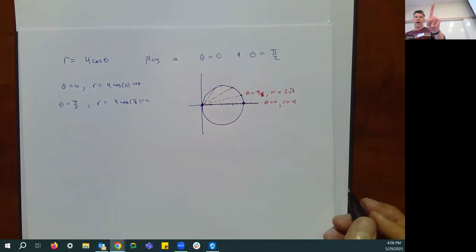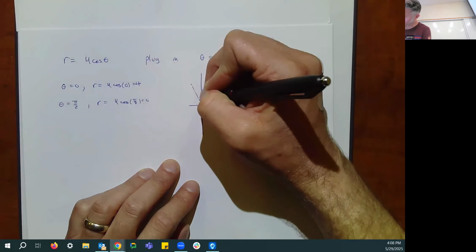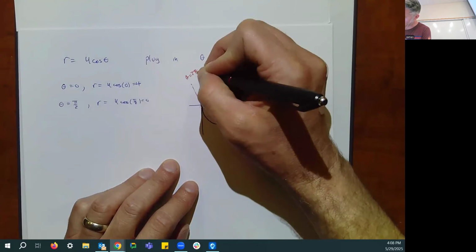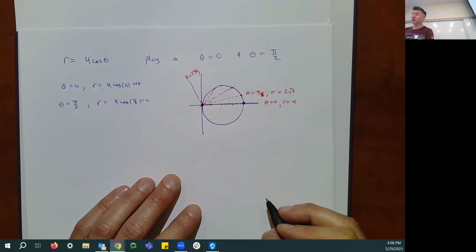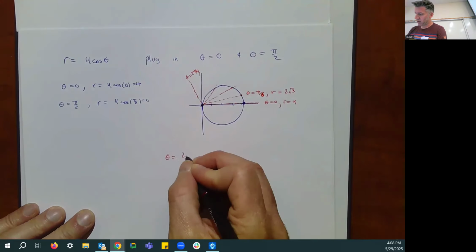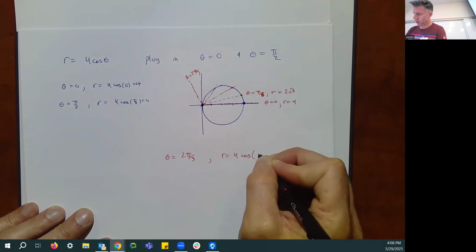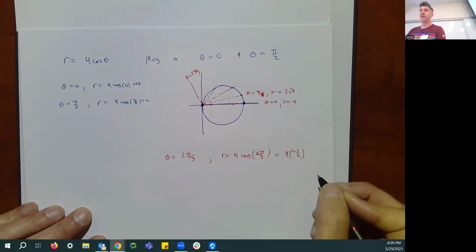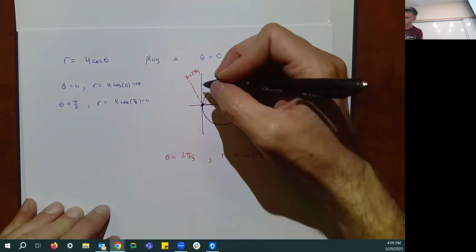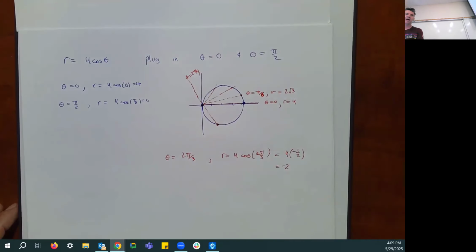And now check this part out. When I do theta equal to, say, 2 pi over 3, I'm pointing up this way, but my value is negative. So when theta is 2 pi over 3, r is 4 cosine of 2 pi over 3, which is 4 times negative 1/2, which is negative 2. So I'm going that way, but I'm actually going in the opposite direction, and I'm ending up right down there. So that's how you get the other half of this cosine circle.